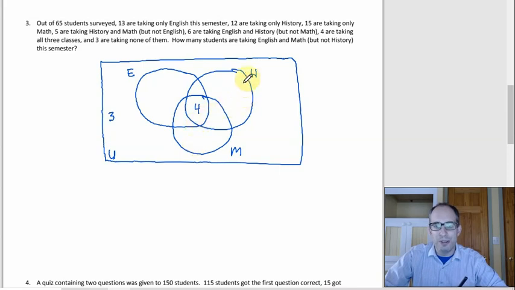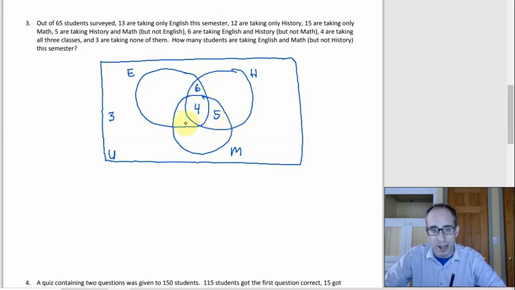Let's see. Other than that, the double intersections. All right, 5 taking history and math, but not English. Let's see. History and math, but not English is this piece right here, right? Because it's got to be in the history and math intersection, but not English, so not overlapping with the E circle. So that means that this right here is a 5. All right, then 6 taking English and history, but not math. That's this piece right here above the 4. Because English and history, we want to be in that overlap, but we don't want it to overlap with the math circle. So it's this piece right here.